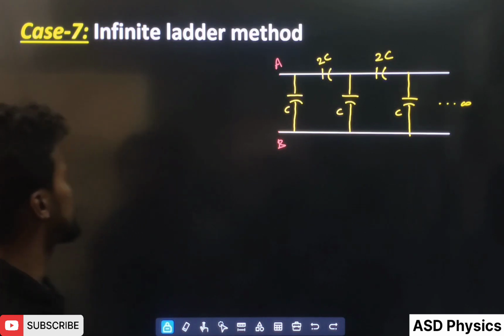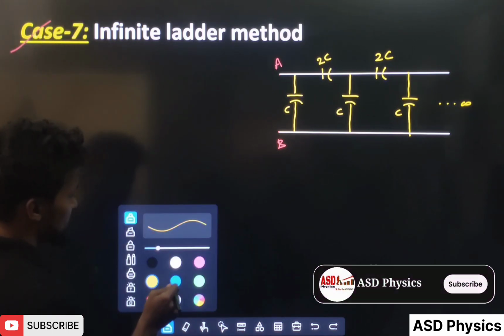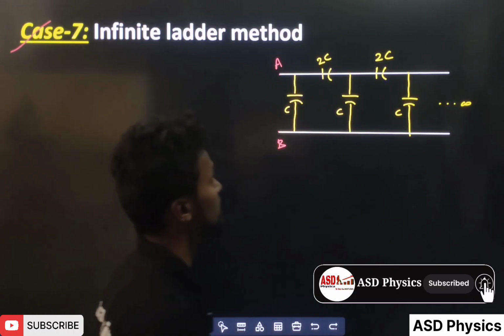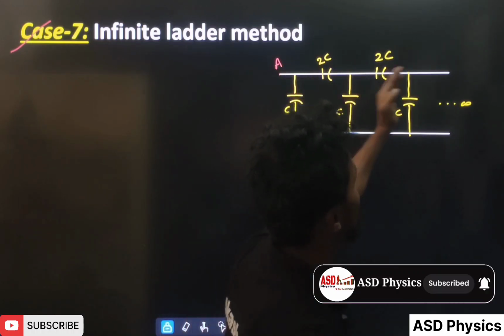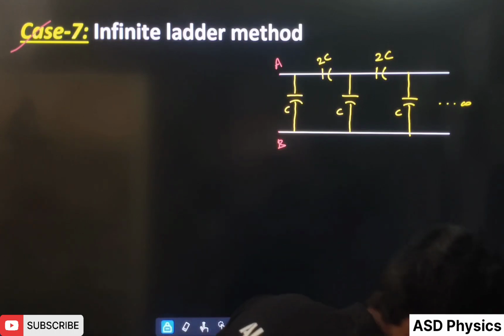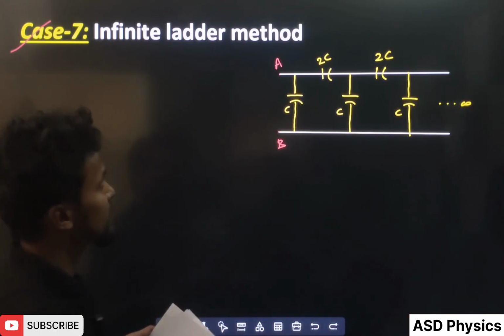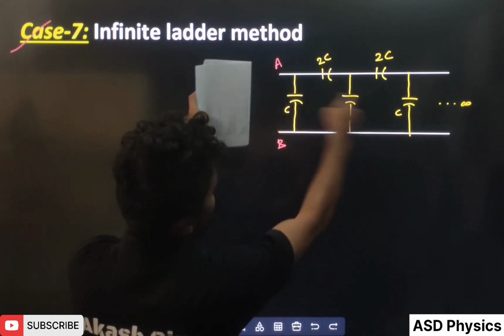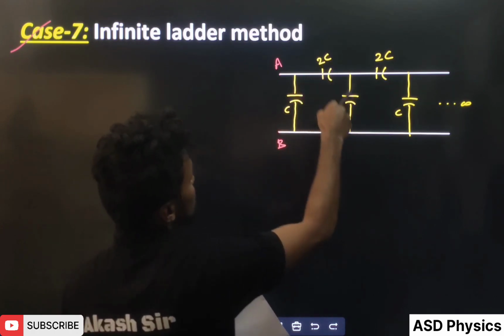Okay, now students, see the next one, the infinite ladder method. In the case of the infinite ladder method, what will happen here? See, these capacitors are going towards infinity. So if I take this, A and B is there now. From A and B you can see this C is there, and 2C.